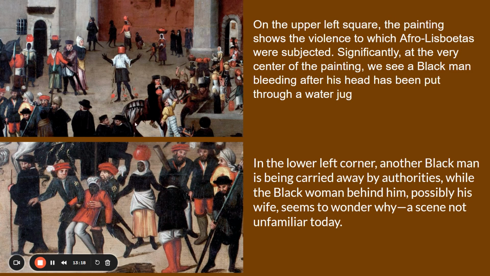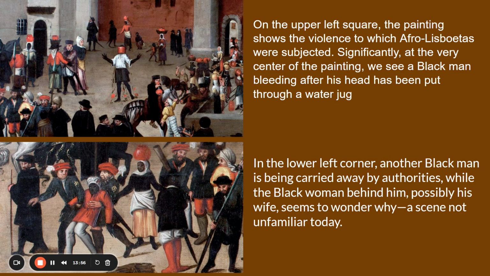So we're also going to look at these two scenes, these two portions of the painting that kind of outline some of the cruelty and some of the punishments that are outlined in this painting. So on the upper left-hand square that I pointed out earlier, we see some violence with some Afro-Portuguese, and they were subjected to some cruelty.